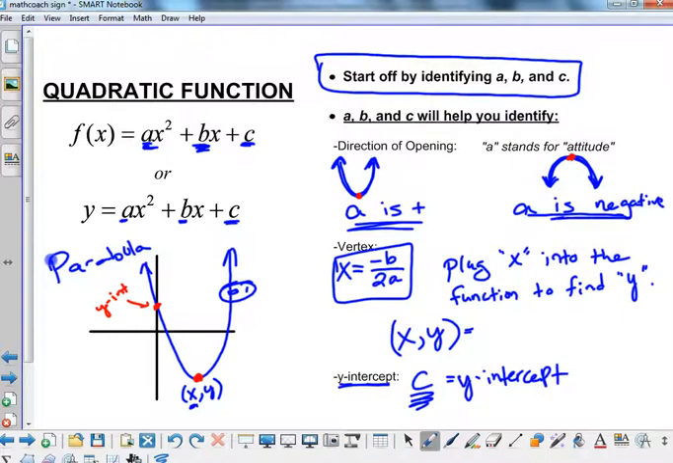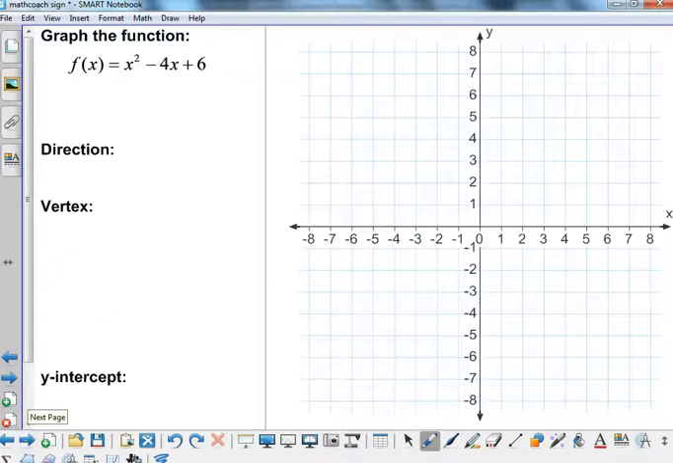Now, as I said before, there are ways that you can get a little bit more specific, but for right now, this information is really all we're going to be concerned with because it helps us out enough to get a rough idea of what the parabola looks like. So let's look at an example here. We're going to graph the function f of x equals x squared minus 4x plus 6.